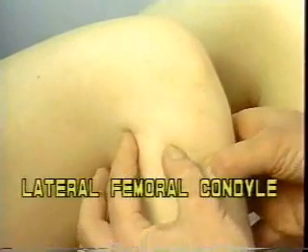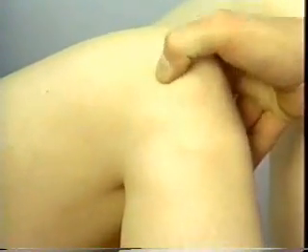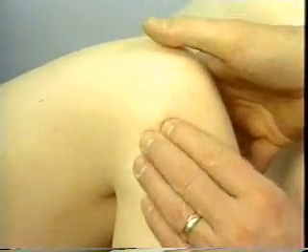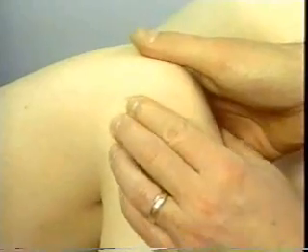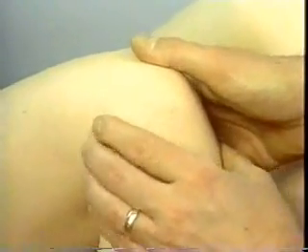Lateral femoral condyle. Return to the anterolateral soft tissue depression and, palpating upwards, locate the lateral femoral condyle. Less of the articular surface of the lateral femoral condyle is palpable than the medial condyle because of the overlying lateral aspect of the patella.